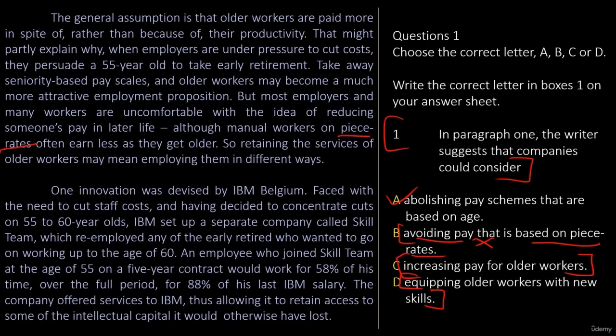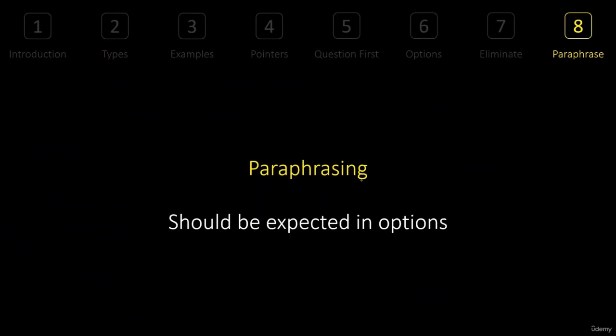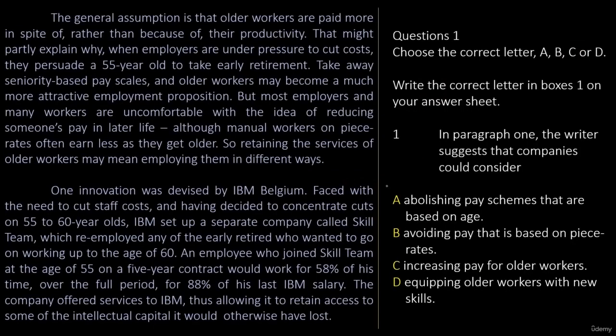Yes? Good. Now, the last one is paraphrasing. You should expect a lot of paraphrasing in options. What is the meaning of paraphrasing? You won't find exactly the same words in your passage. So once you read the whole passage and connect with the options, chances are you might not find the exact wordings. Of course, you have to understand that.